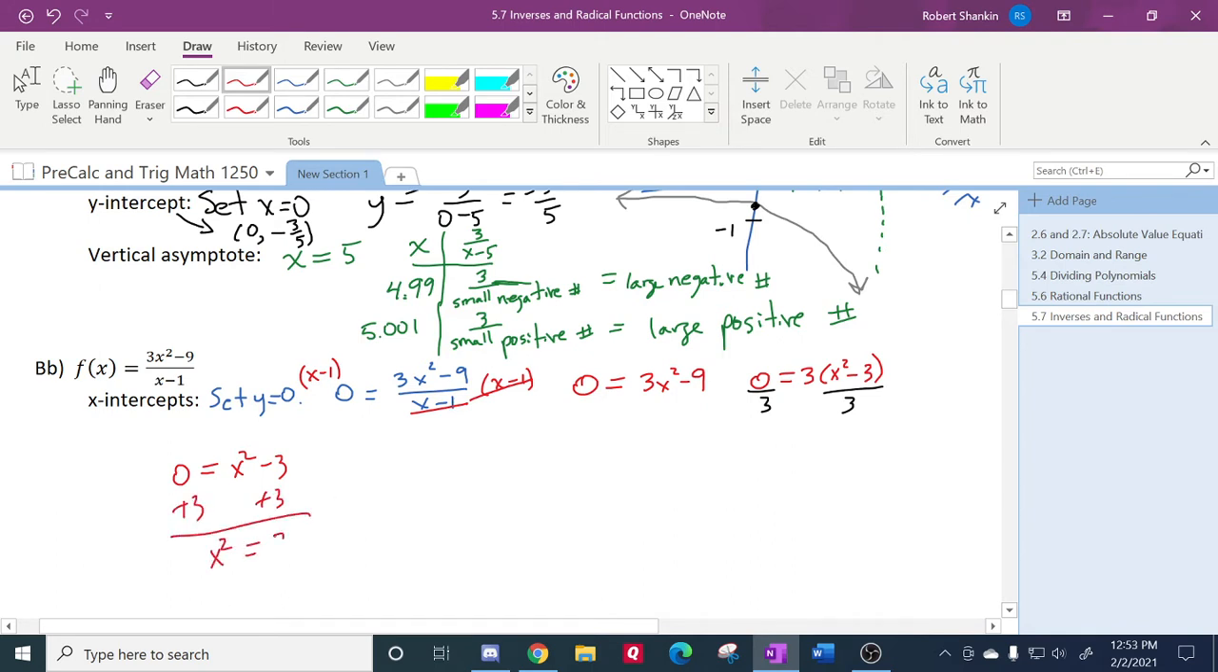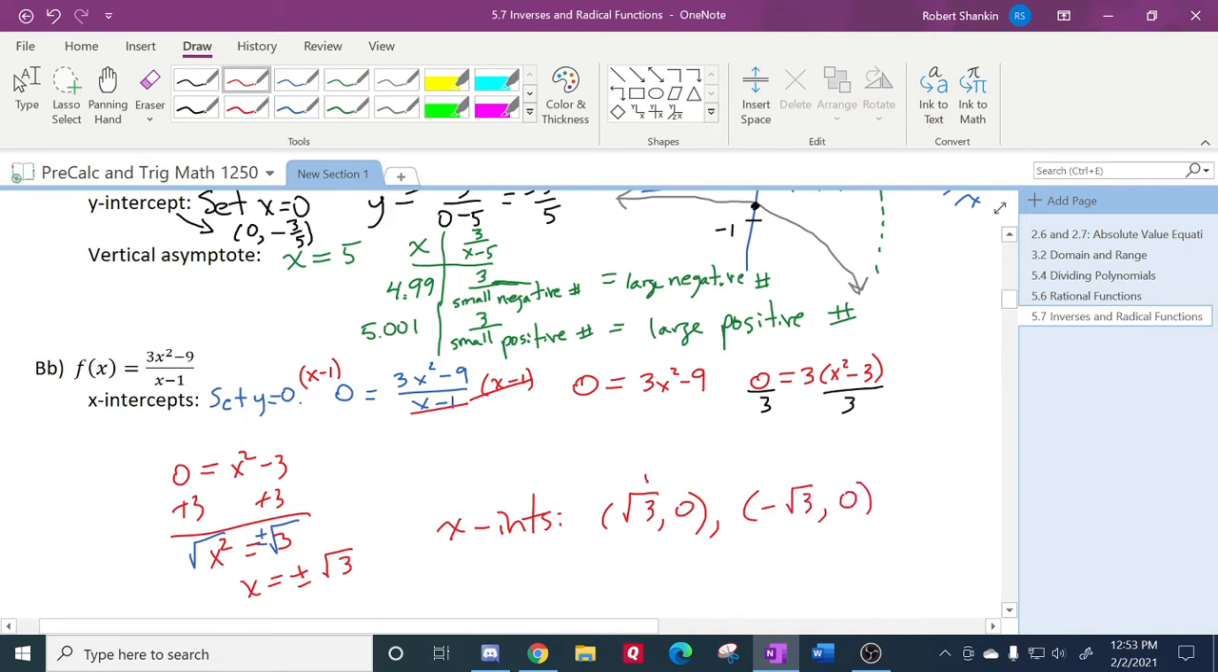Turn it around. I'm going to take the square root of both sides. I'll insert plus or minus. I'll get x equals plus or minus square root of 3. And then the x-intercepts are square root of 3, 0 and negative square root of 3, 0.